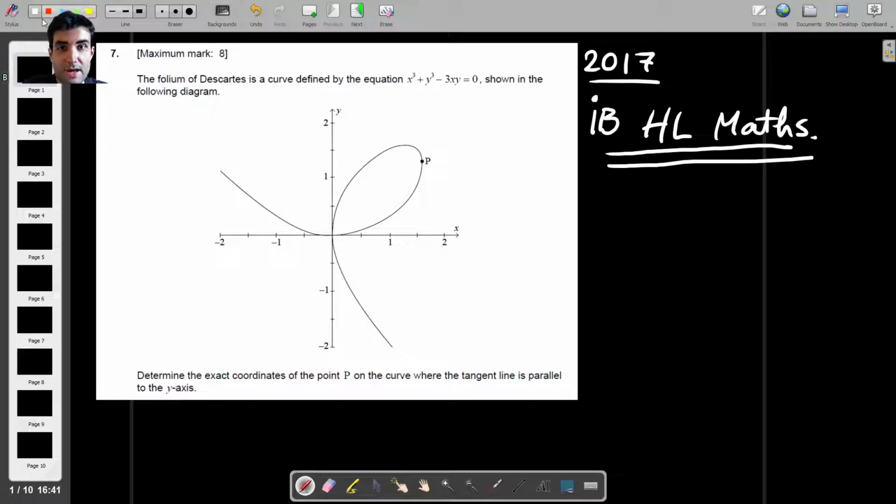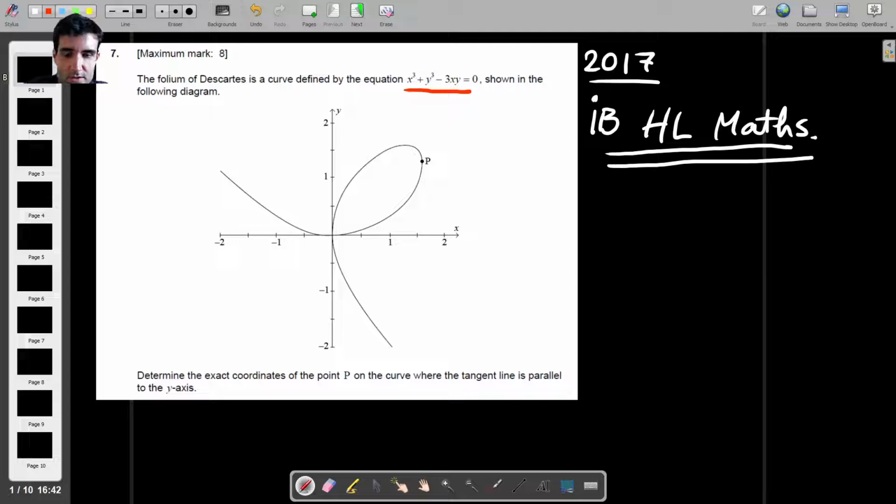Here's a very interesting maths question that was given to students sitting the IB high-level maths exam in 2017, and this was question 7 from paper 1. So we're dealing with a curve which is defined by this equation, which, as you can see, is not an explicit equation in terms of y, and we're given the graph for it.